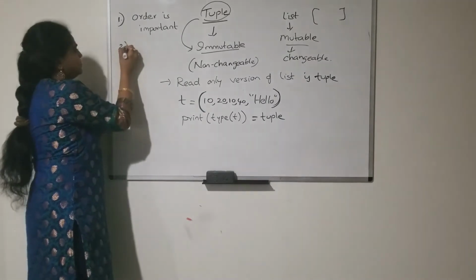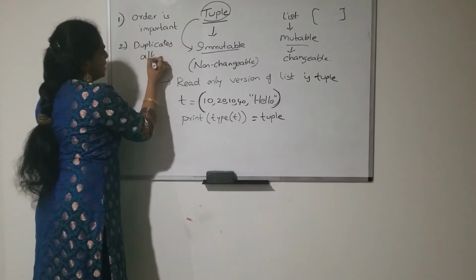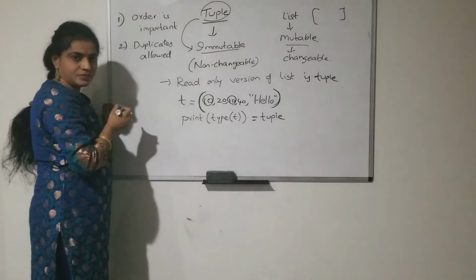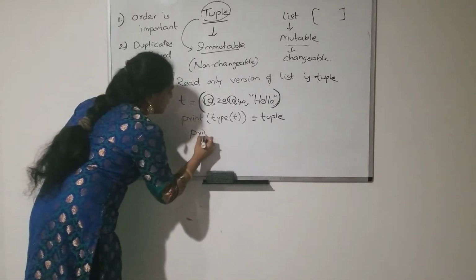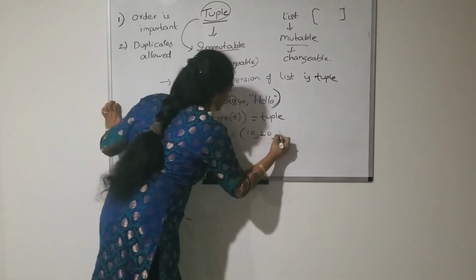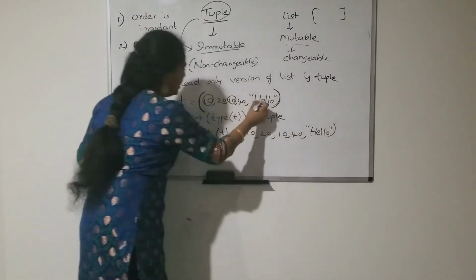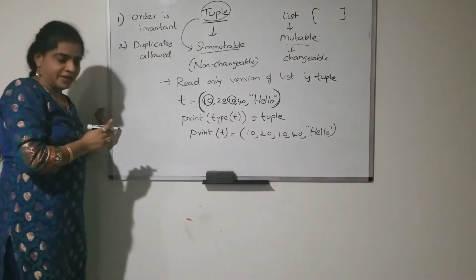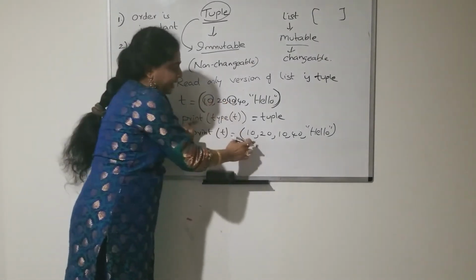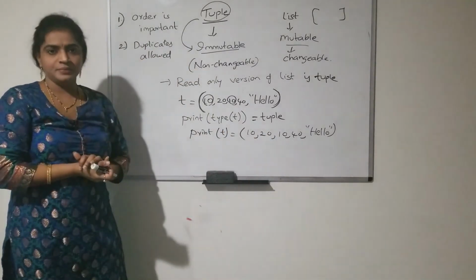Second one, duplicates allowed. Here see, 10, 10 I have taken 2 times. Suppose if you print the value of t, then the output will be 10, 20, 10, 40, hello. That means in which order you have taken the tuple, in the same order the output will be displayed. While displaying, if you take a value 2 times, the same value will be displayed 2 times. So, that means duplicates are allowed in the tuple.